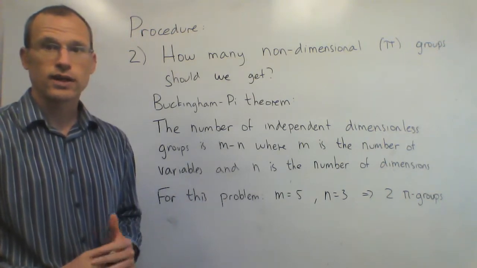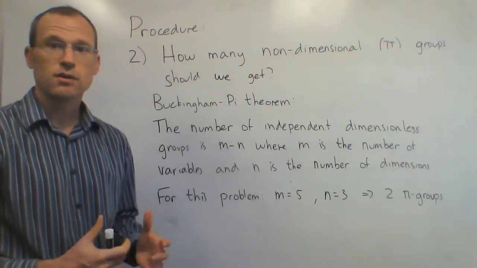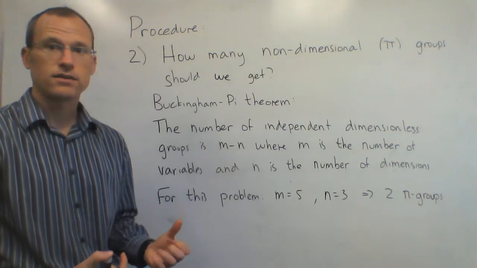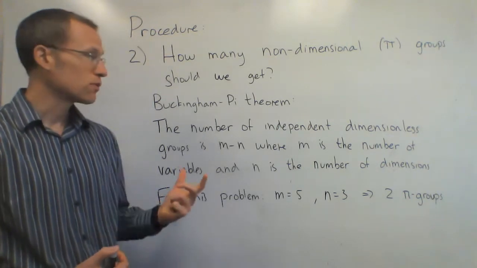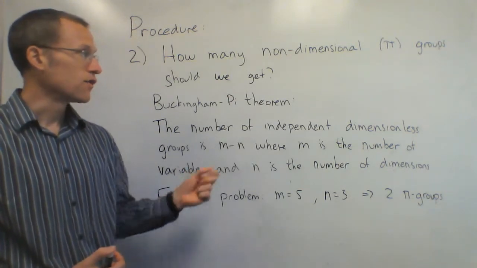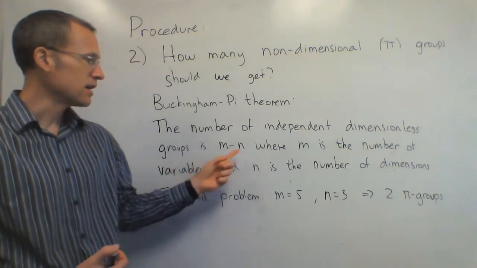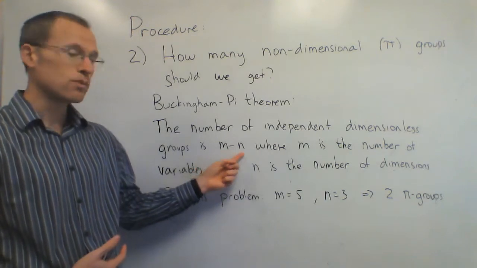The way to figure that out is something called the Buckingham Pi theorem. These dimensionless groups that we end up with at the end of this are called pi groups. It's another name for them. The number of pi groups we're going to get from any dimensional analysis, the number of independent dimensionless groups, is given by m minus n. So m is the number of variables in my problem, n is the number of dimensions.